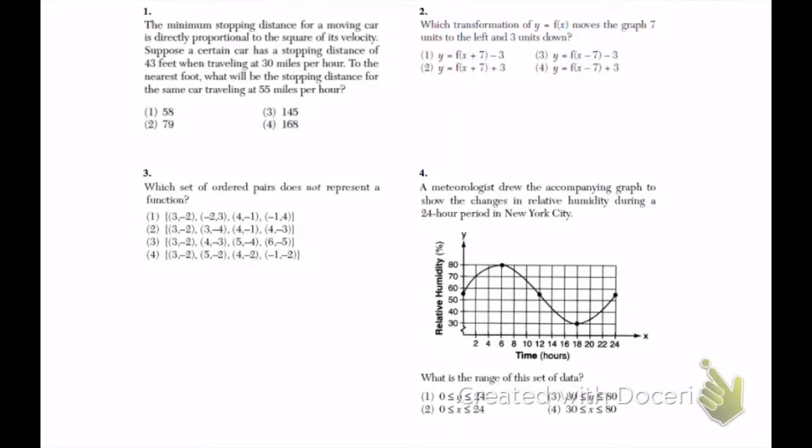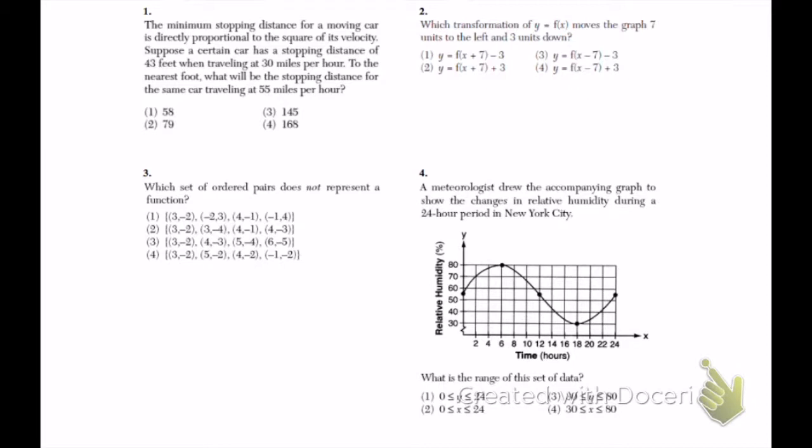Alright, so in this video we'll go over the solutions to the quarter exam in Algebra 2. The first question says, the minimum stopping distance for a moving car is directly proportional to the square of its velocity. Suppose a certain car has a stopping distance of 43 feet when traveling at 30 miles per hour. To the nearest foot, what will be the stopping distance for the same car traveling at 55 miles per hour?